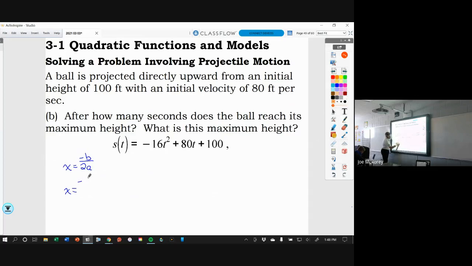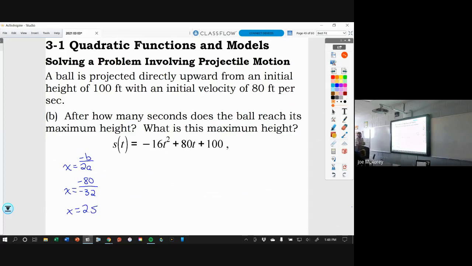Negative b would be negative 80 divided by 2 times negative 16, which is negative 32. A negative divided by a negative is a positive. That's a good thing. It's going to happen after it's released, not before. That's 5/2, or 2.5. 5/2 isn't as meaningful as 2.5 in this case. How long did it take that ball to reach the maximum height? 2.5 seconds. How high is it?